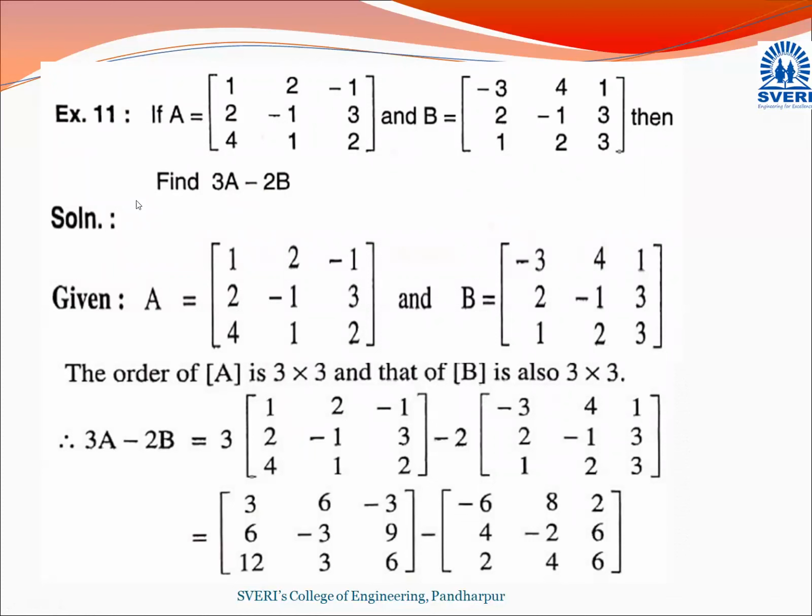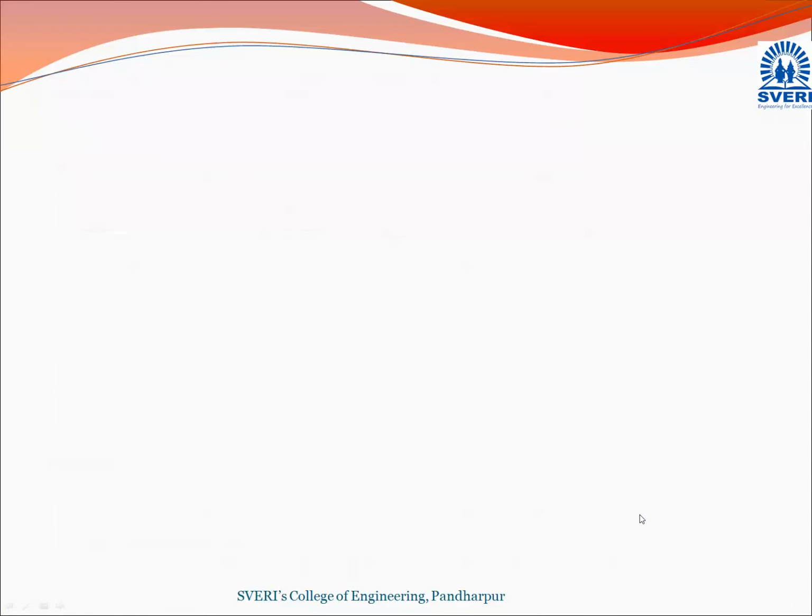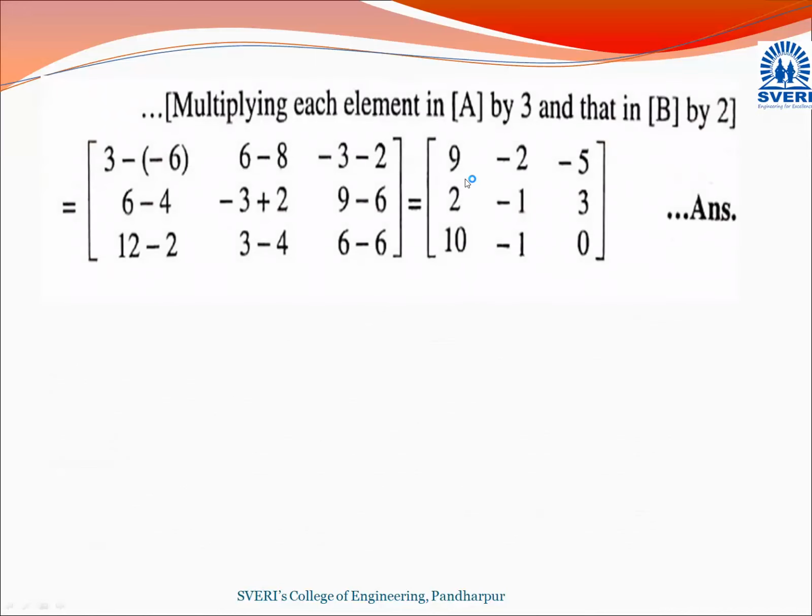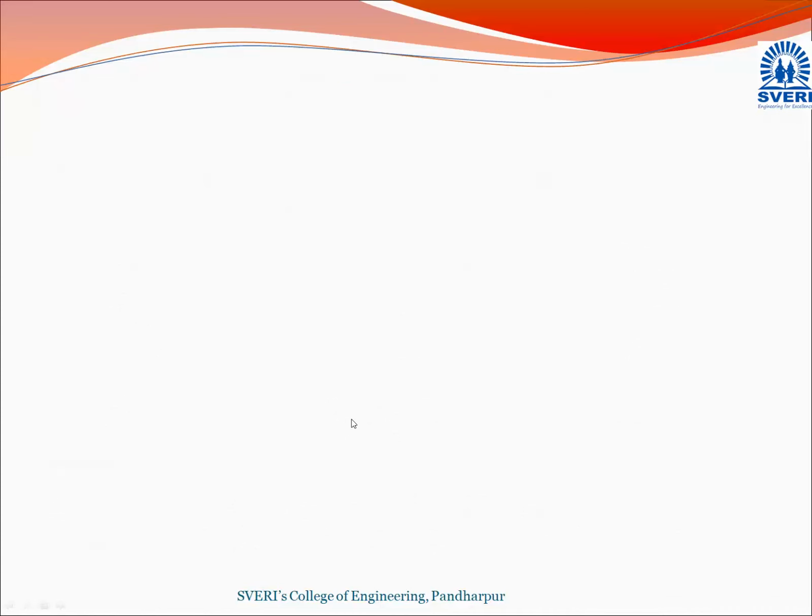One more example of that same kind. A is equal to [1, 2 minus 1, 2 minus 1, 3, 4, 1, 2], and B is equal to [minus 3, 4, 1, 2 minus 1, 3, 1, 2, 3]. Then find 3A minus 2B. Multiply matrix A with 3 and matrix B with 2. So we can take that 3A minus 2B. Here is the final answer: 9 minus 2 minus 4, 2 minus 1, 3, 10 minus 1, 0.